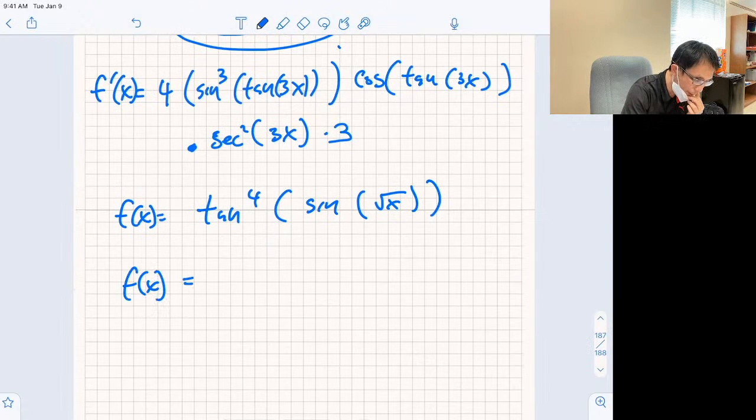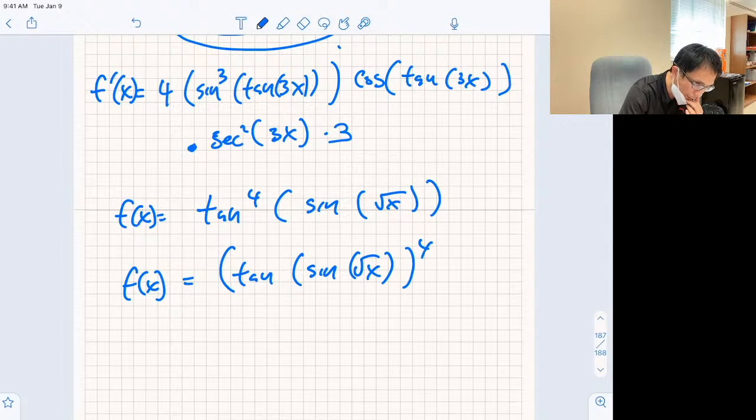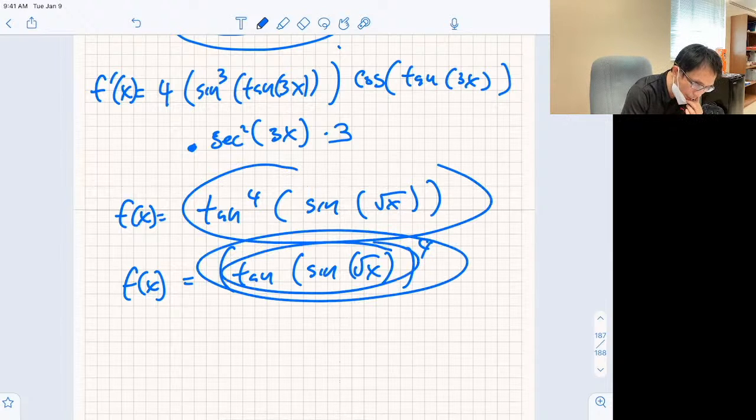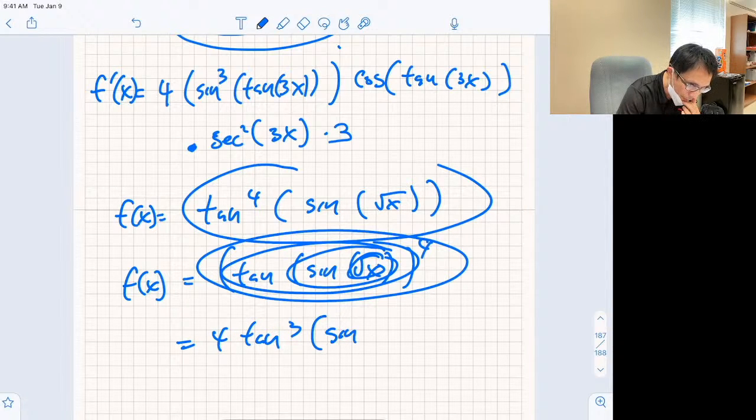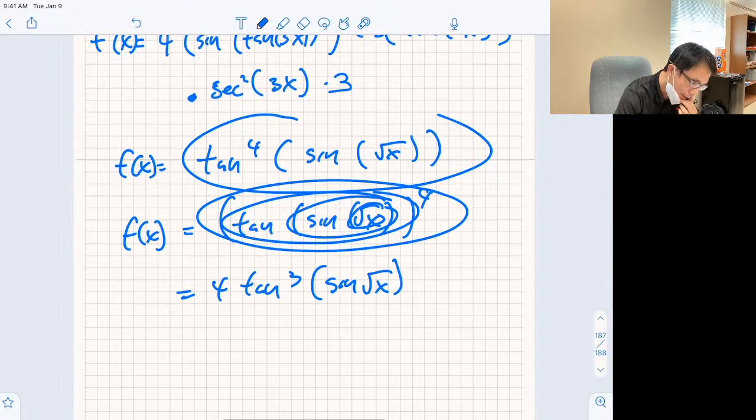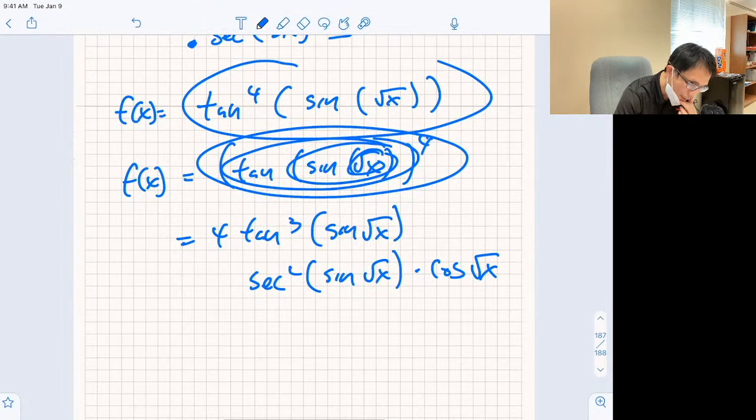Okay, I'm going to do it here. So it'll be tangent of sine of square root of x, and I rewrite it to the fourth power. That's the first layer, right here. The second layer is right here. The third layer is right here. The fourth layer is right here. So it's 4 tangent cubed of sine of square root of x, times secant squared of sine of square root of x, times cosine of square root of x, times 1/2 x to the negative 1/2.